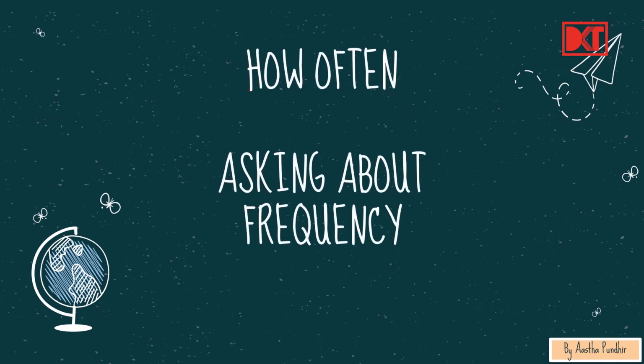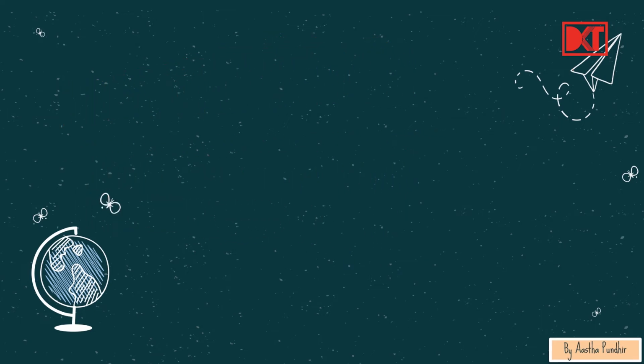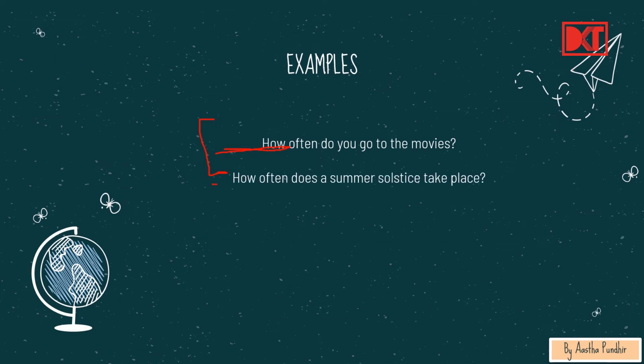Alright, so the next interrogative phrase we can say is how often. This is used for asking about frequency. Like here we have examples. How often do you go to the movies? Which means how many times something happens, something takes place. So asking about frequency. How often does a summer solstice take place? So again, asking about frequency, the number of times something happens or happened, okay, or maybe will happen in the future.